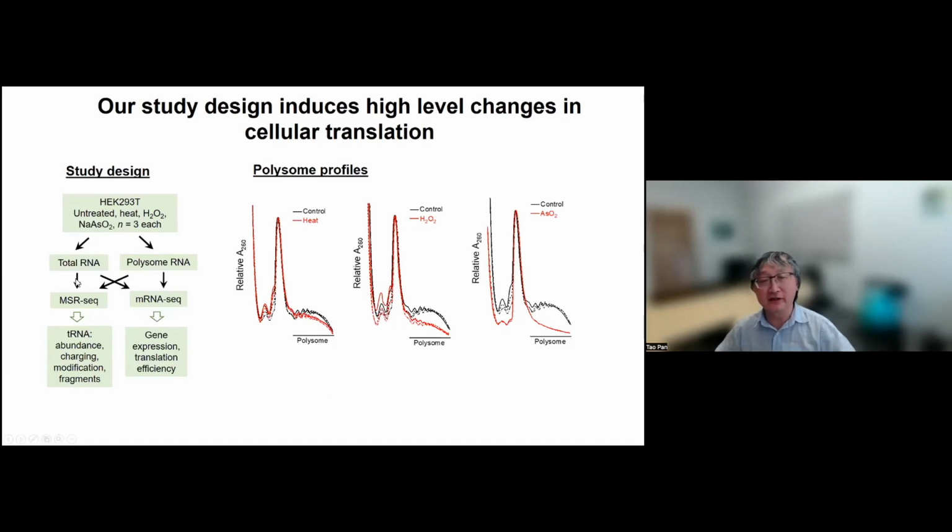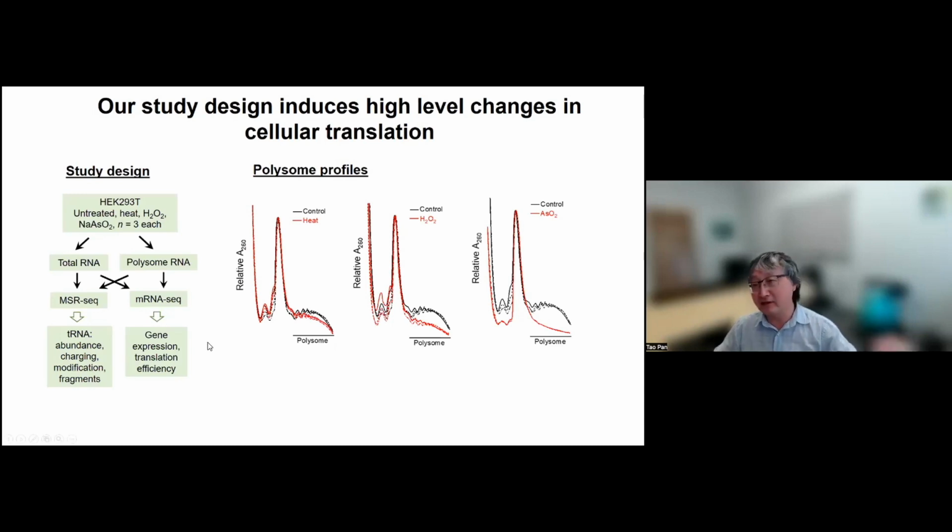This time we actually did polysome profiling. But the reason we didn't do RiboSeq, we did polysome profiling, is because we actually wanted to sequence tRNA in the polysome also, in addition to sequencing mRNA in the polysome. So that turned out to give us additional information we're interested in.